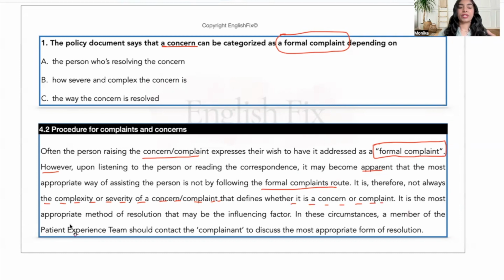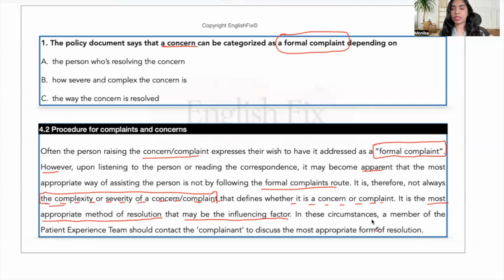It is the most appropriate method of resolution that may be the influencing factor. So influencing factor means something that can have an effect on another person, another substance, another thing, right? That's what we call influence. I'm not trying to speak Hindi in the videos, so I cannot explain the meaning of an English word with an English word as well. But what I'm trying to say is that this is the one which actually makes your concern or complaint a formal complaint. It is not the severity. They have very clearly told me it is not the severity, but rather the most appropriate method of resolution that may be the influencing factor.